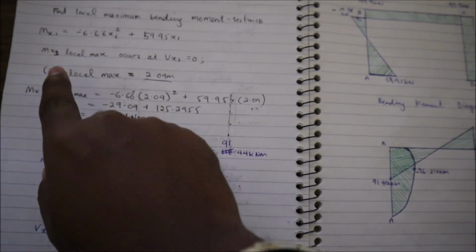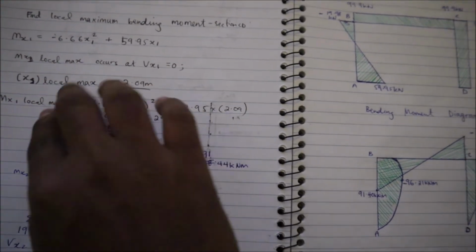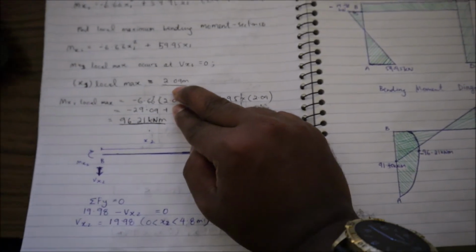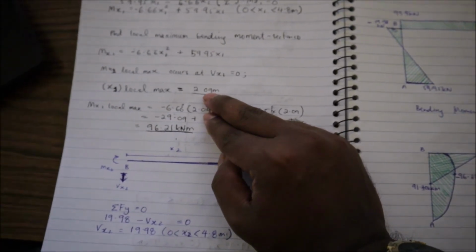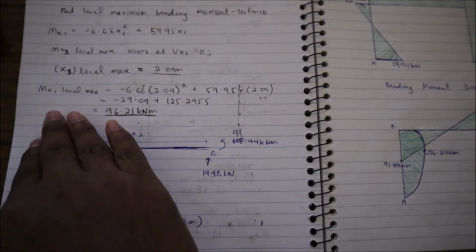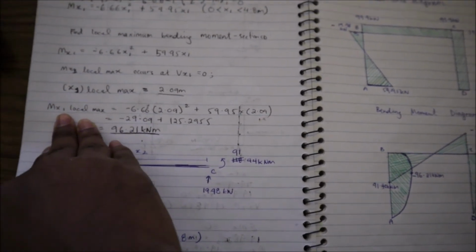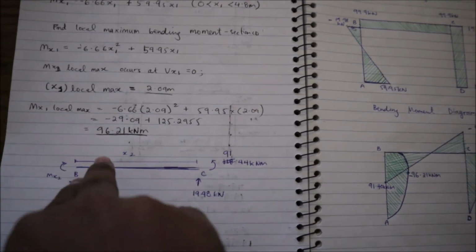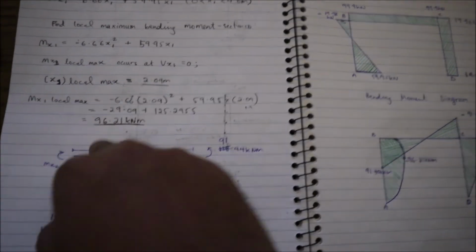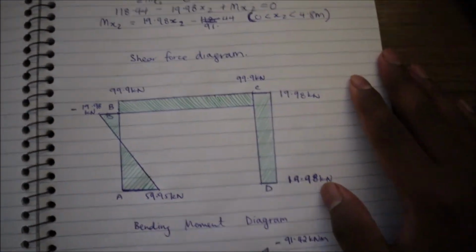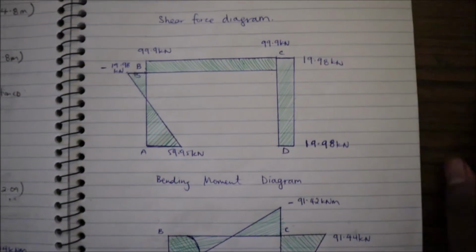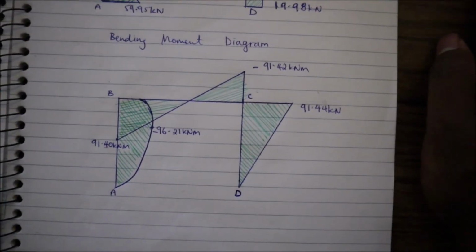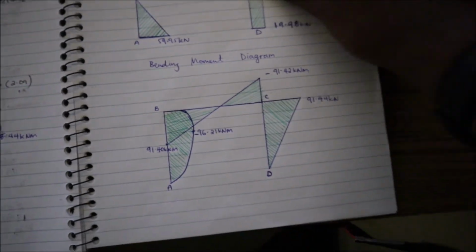After that, we found the local max. This is the distance where you'll have the maximum bending, 2.09 meters. The local maximum bending moment will be a value of 96.21 kilonewton meter. All right, and after doing all the necessary calculations, we got our shear force diagram here, and our bending moment diagram here, and that wraps it up. That was awesome. Yeah, that was it. I hope you enjoyed that.